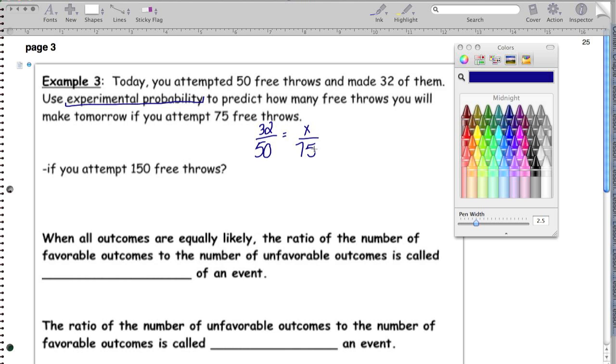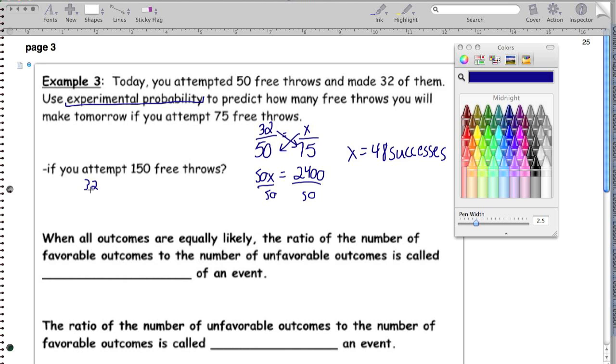So we're going to solve this. It's really just a proportion. We can do it a couple different ways. I'm going to go ahead and cross multiply. 32 times 75 is 2,400. X times 50 is 50x. Divide by 50, divide by 50, and my answer gives me x equal to 48 successes. So if I keep it the same rate as I did today, tomorrow when I do 75 free throws, I should be able to make 48 successful baskets.